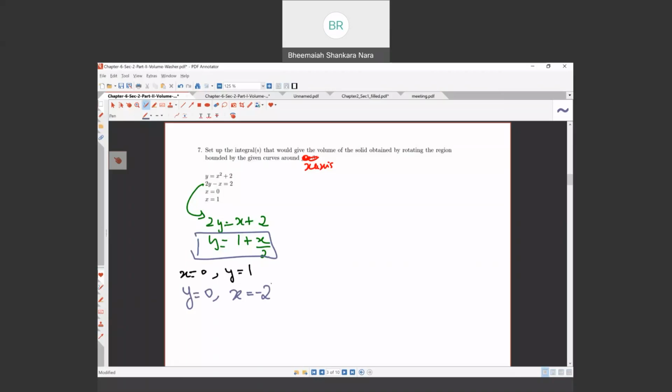So let's try to draw these curves and the lines. So this is the parabola, which is shifted above by 2 units. So this is y equal to x squared plus 2 parabola. And we have the straight line y equal to 1 plus x over 2 with the y-intercept as 1. And we have two bounding lines. One is x equal to 0, that's this line, and the other one is x equal to 1.